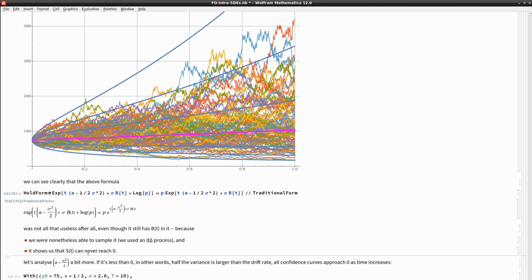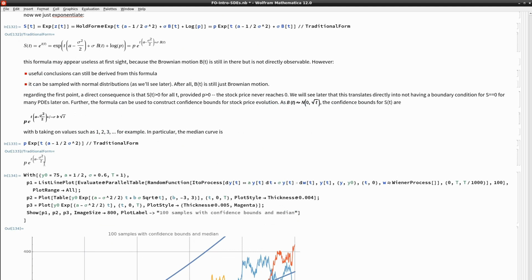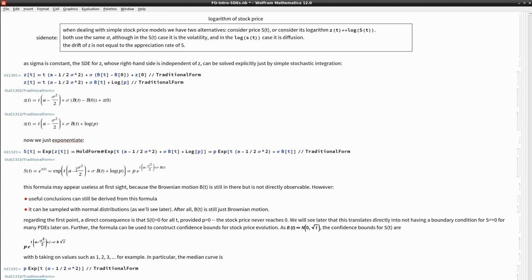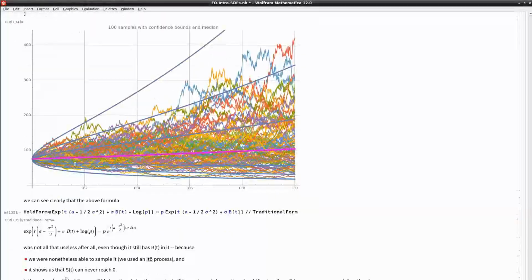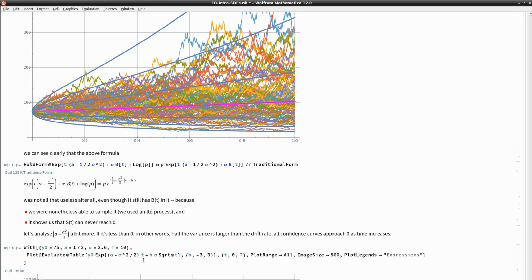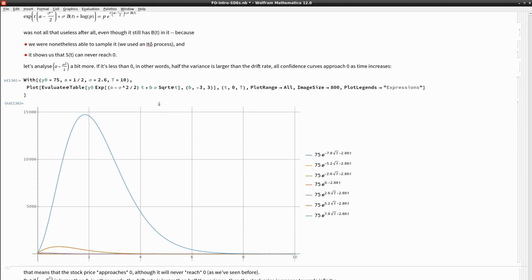Now, for the next parts, let's look a bit closer at this expression A minus sigma squared over 2. We have this here in our stock price expression, or here also in our median curve, right? A minus sigma squared over 2 appears constantly in what we're doing here. And if we look at this a bit closer, then we can see that if it's less than 0, and that's equivalent to saying that half the variance is larger than the drift rate, then all confidence curves approach 0 as time increases. We can see that they all go to 0 with increasing time.